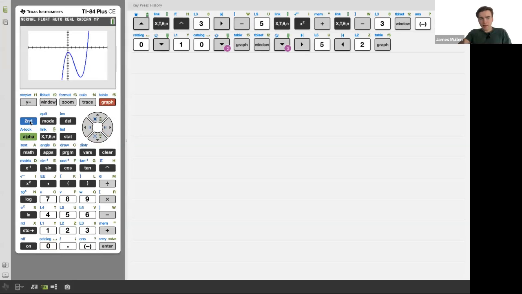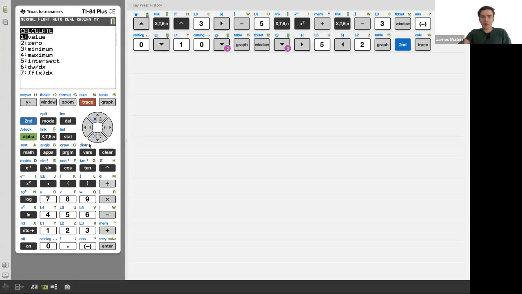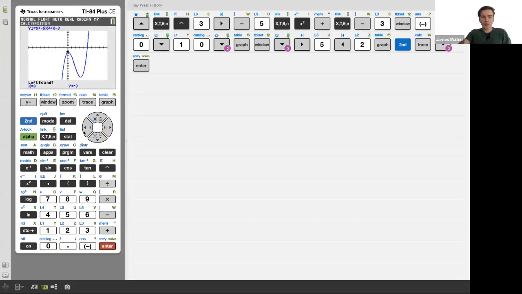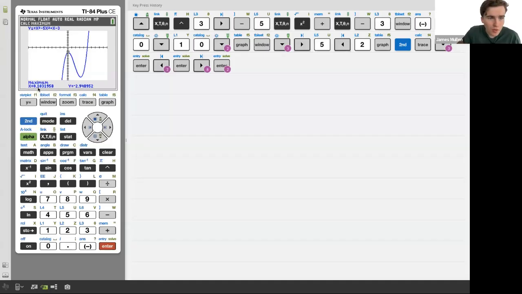So let's start by finding the max. I'm going to hit second and trace to go to calc. I'm going to select the maximum, which is option number 4. This is similar to the 0. I need to give the calculator a left bound and then a right bound. I can put a guess if I want to, but I don't think I need to here. It's going to find a maximum at x is equal to 0.103 and y is equal to negative 2.95, if I round that.